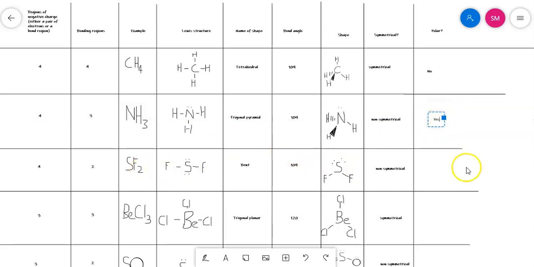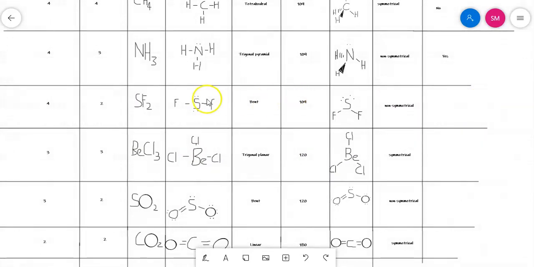Cool. Now this next one, we've got polar bonds because it's between fluorine and sulfur. The shape of the molecule is non-symmetrical. So if we've got polar bonds and the shape of the molecule is non-symmetrical, then the molecule is polar.